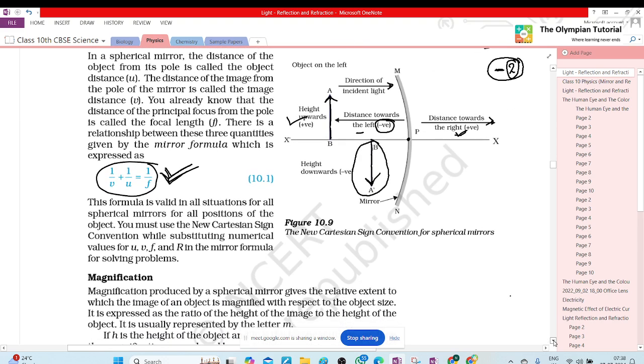Ma'am, why is it not less than one? In my notes, we've written that if M is greater than one, the image is magnified. But the value 2 is greater than 1. The minus sign shows the nature of the image; we won't see the sign, only the value. Suppose it is like 0.5, then the image is diminished. Okay.